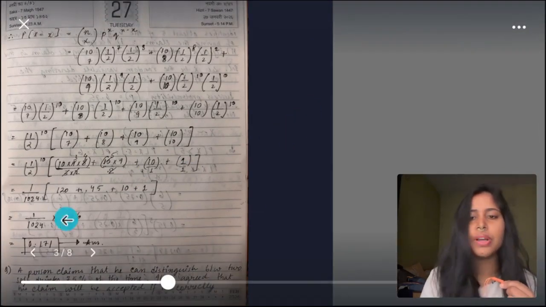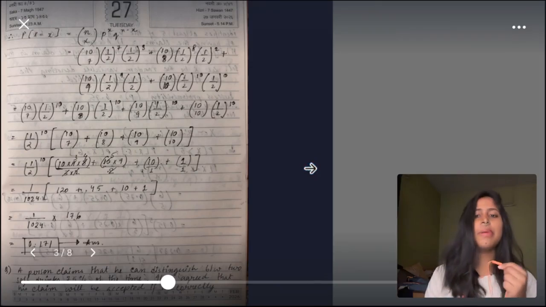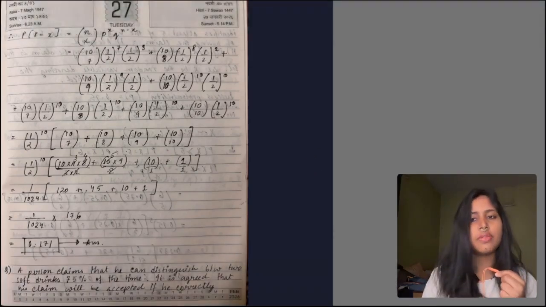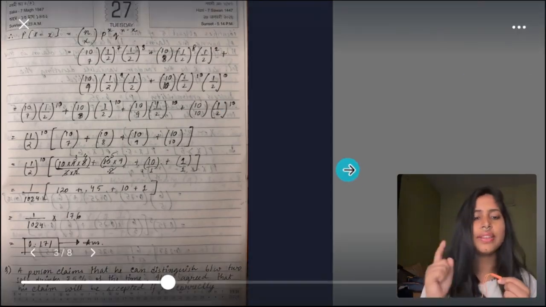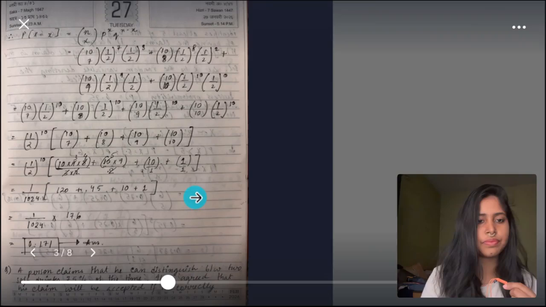0.171, right? 0.171. So that means there's about a 17% chance of getting 7 or more heads. Not super likely, but definitely possible. And this is problem number 1.